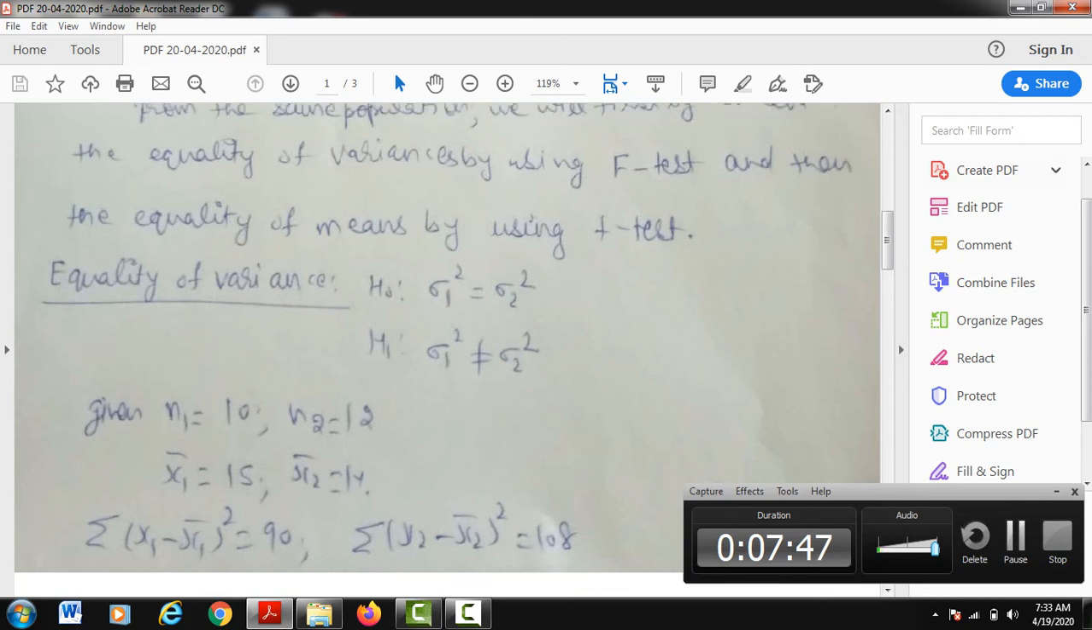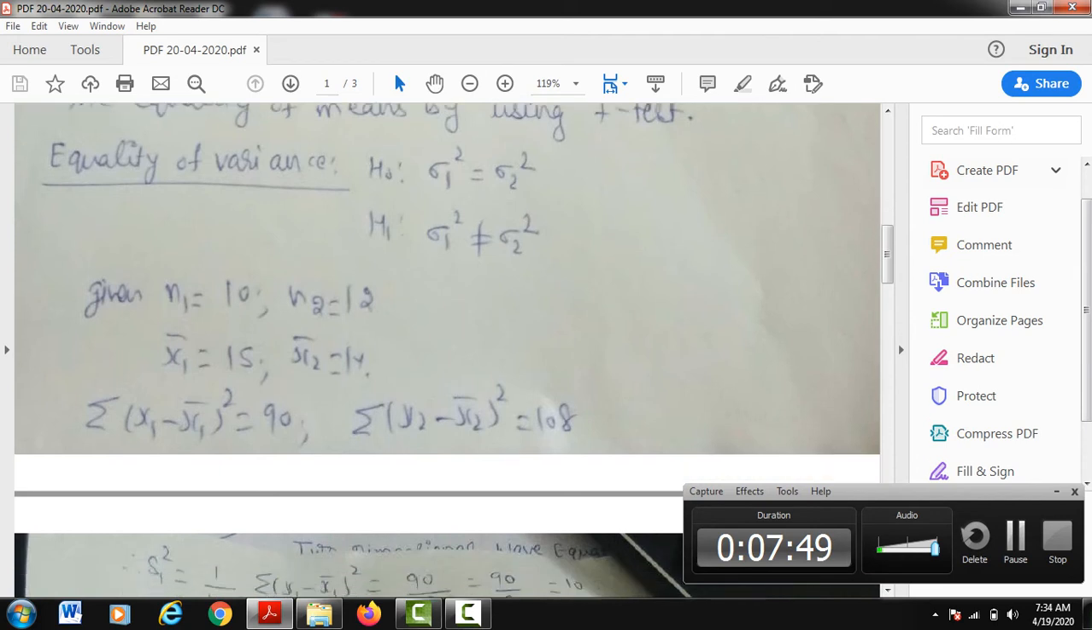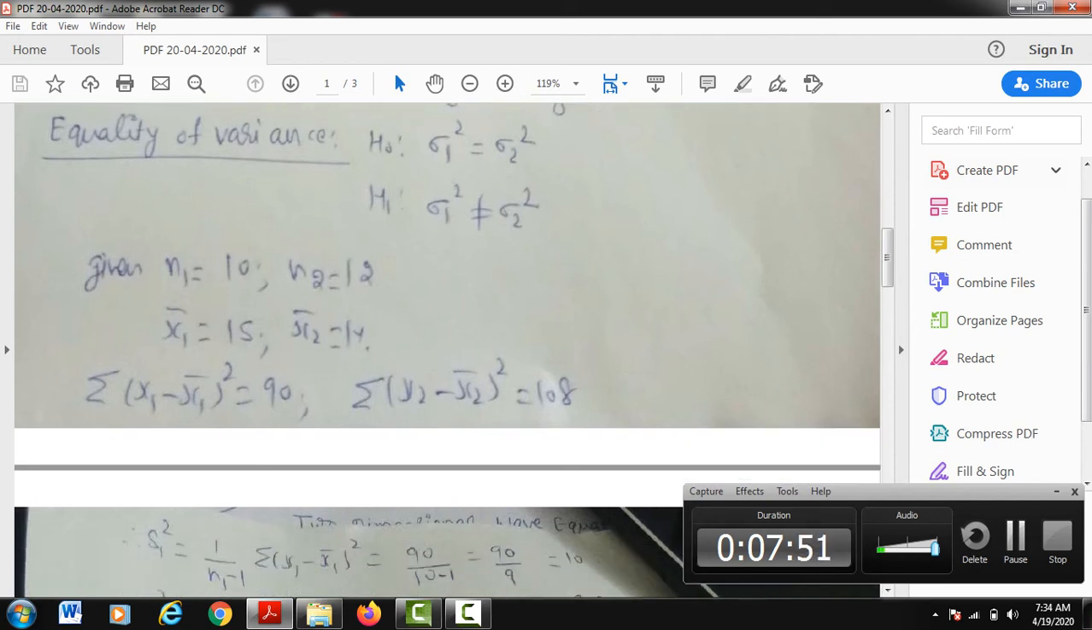I will firstly set up the null hypothesis that sigma 1 square is equal to sigma 2 square. The alternative hypothesis will be the statement complementary to the null hypothesis, that sigma 1 square is not equal to sigma 2 square. Now what we are having: n1 is equal to 10, n2 is 12, x1 bar is 15, x2 bar is 14, sigma of x1 minus x1 bar whole square is 90, and sigma of x2 minus x2 bar whole square is 108. These all are already given in the question.